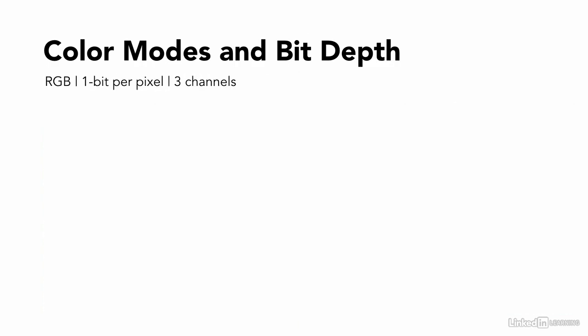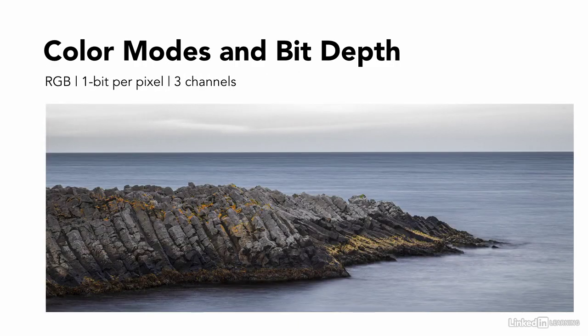Now, the third color mode is RGB. So similar to the grayscale and index color modes, an RGB image can have 256 possible values. But the difference is that an RGB image has 3 channels to store this information, a red, a green, and a blue channel, whereas the previous color modes were limited to 1 channel.